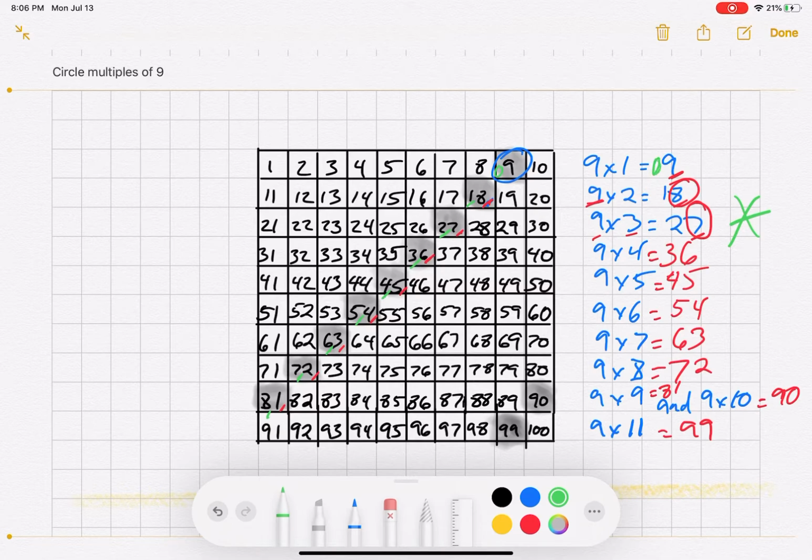There is nothing in the ones, okay? 9 times 2, this is 1 less, right? 9 times 3, this is 1 less. 9 times 4, the tens digit is 1 less than the multiplier. 9 times 5, the tens digit is 1 less than the multiplier. 9 times 6 is 1 less than the multiplier. 9 times 7, the 6 is 1 less than the multiplier, and it goes all the way through, and that's one of the patterns, okay?